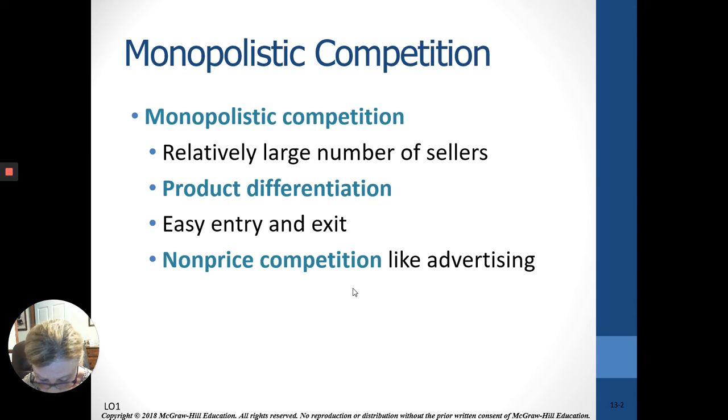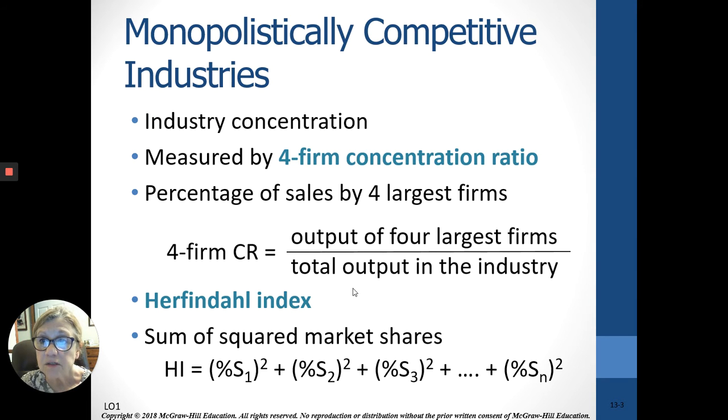So again, they have some control over price, but they would much rather use non-price competition, like advertising, convincing you that theirs is better, rather than just compete on price. But they do have to be aware they do have competition. So the industry concentration ratio, this is important.